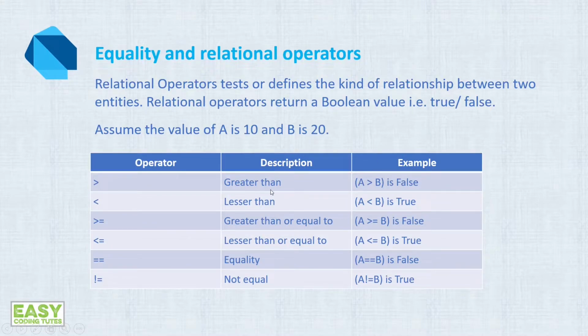This is the greater than operator, and its example is a greater than b. As a is 10 and b is 20, it's false. This is less than, so a less than b, as a is 10 and b is 20, it's true. Greater than or equal to, a is 10, b is 20, so it is false. Less than or equal to, a less than or equal to b is true based on these values. This is equality, a equal to b is false obviously. Not equal, a is not equal to b, so it's true. So I think we are clear from this example.